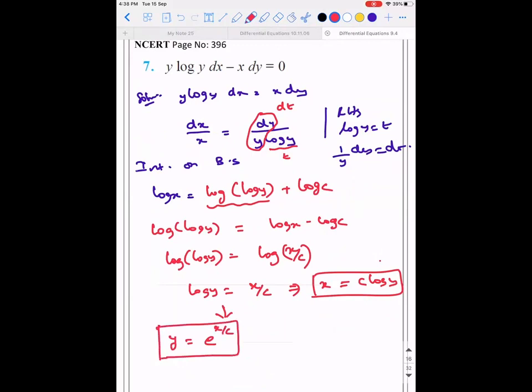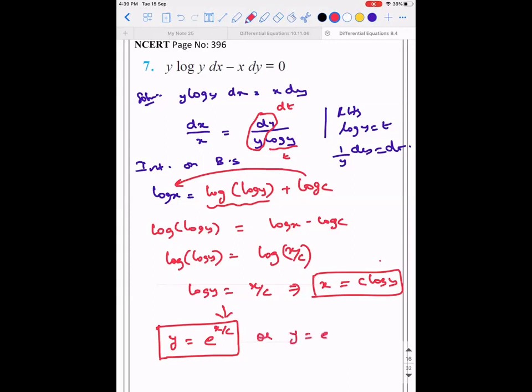Let us see log of log y. I took the log c to the other side now. According to what I have considered, I took log c to the other side. You are trying to say the answer given is y is equal to e power cx. But the c that I considered in my solution and the c in your textbook are not the same, because it's a generic value.